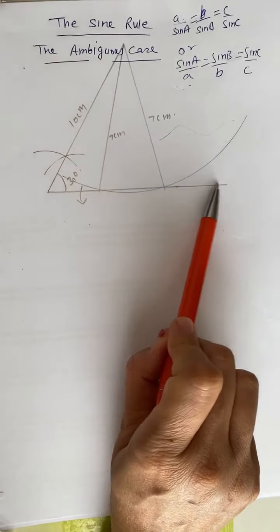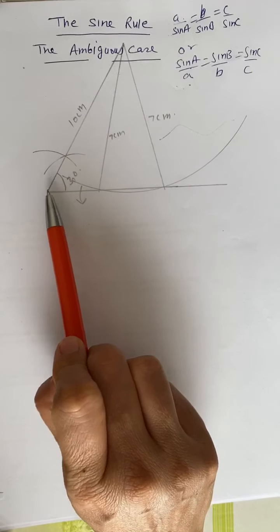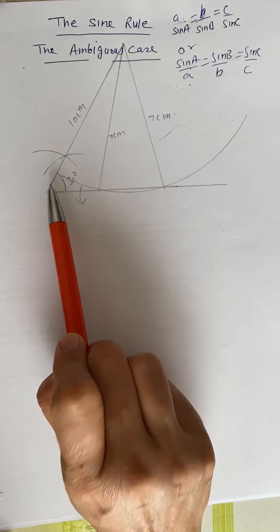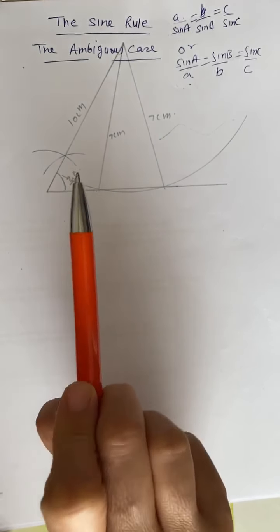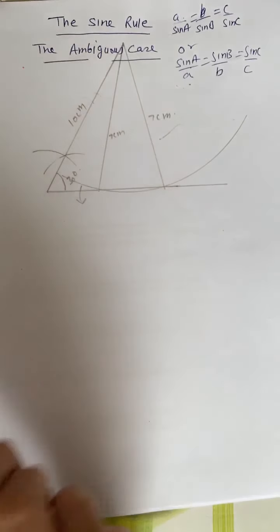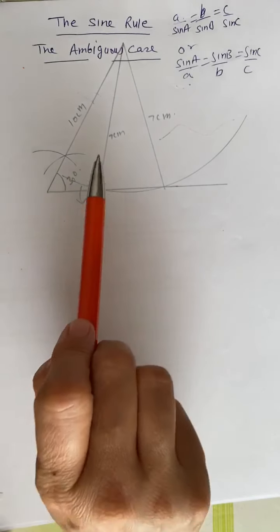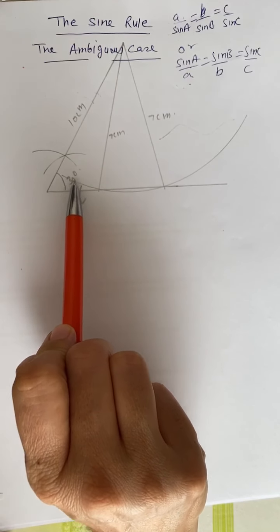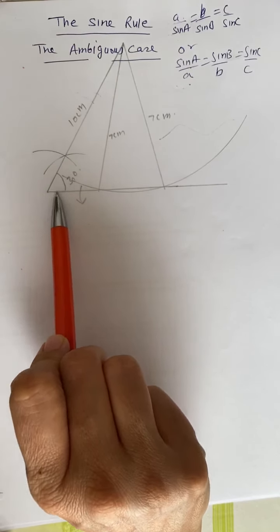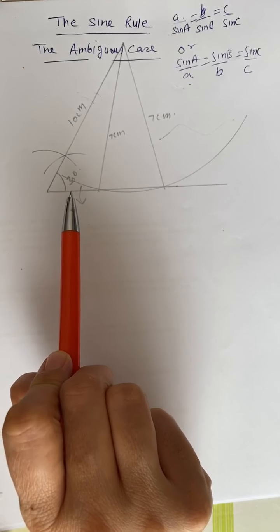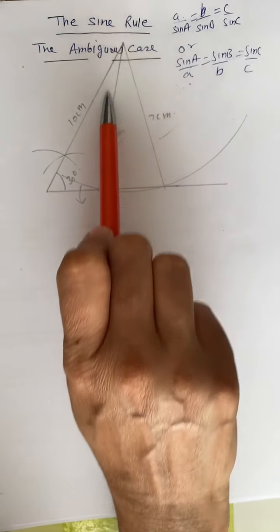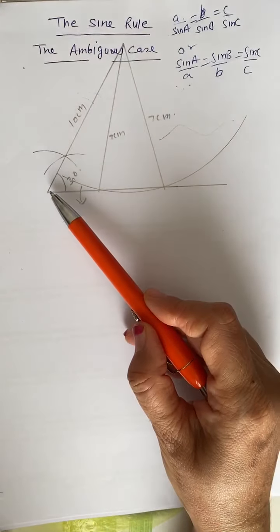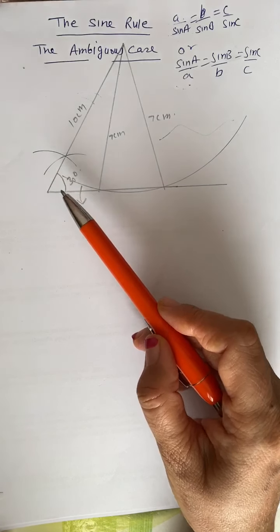So I drew a straight line here, and the two side lengths of the triangle were given. One was 10 centimeters and the other one was 7 centimeters. It was given that the angle of 30 degrees is opposite to the 7 centimeter side length. So what I did here is I took a compass.